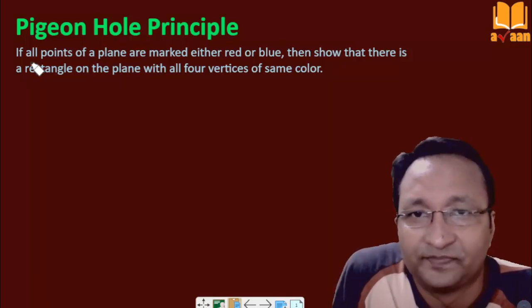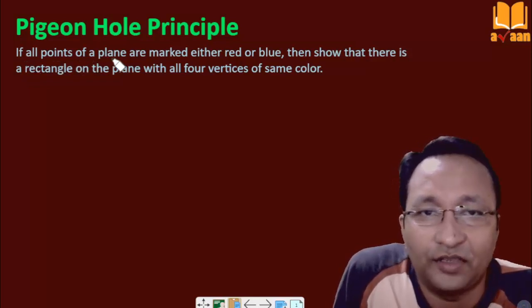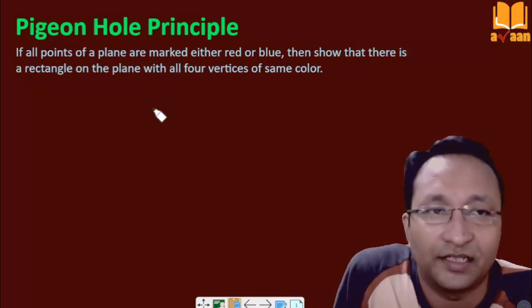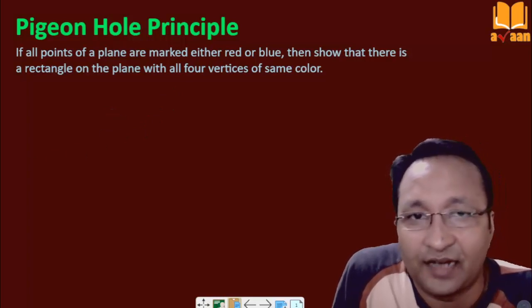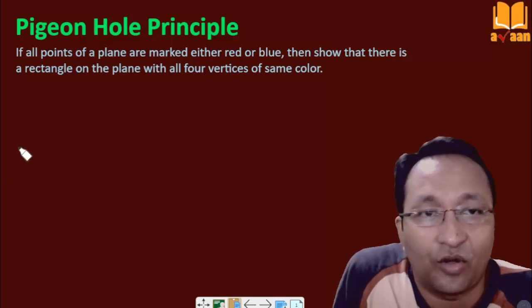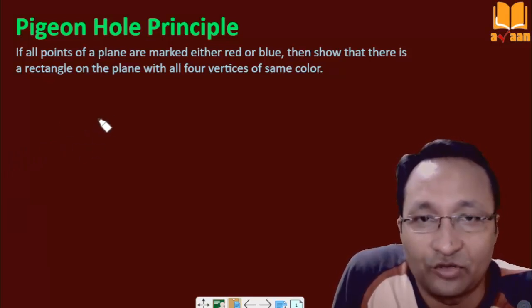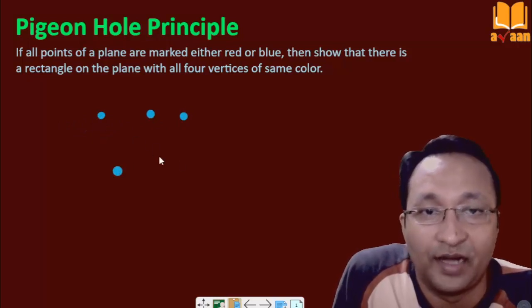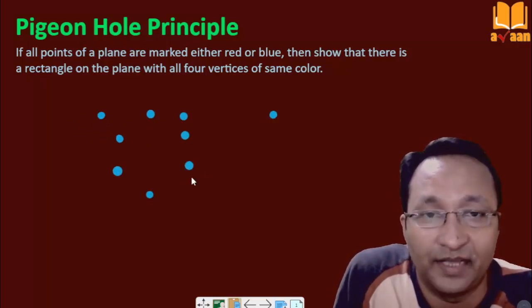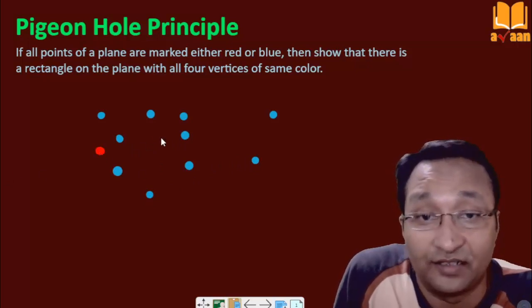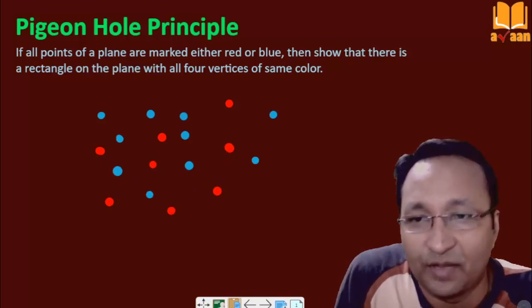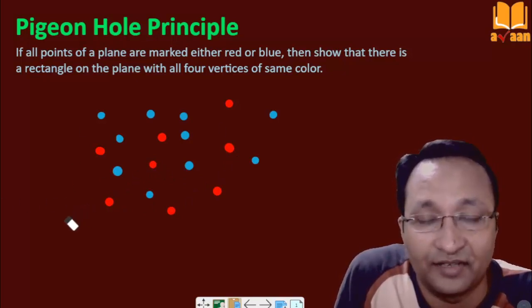So here it goes. A question which says: if all the points on a plane are marked either red or blue, then show that there is a rectangle on the plane which has all four vertices of the same color. But in such questions, the first thought that comes to mind is, how do I bring it to a logic? Because if I randomly place certain points on the plane, which are blue, then suddenly red, it gives us a thought that it is very random. Where do I bring in the idea of rectangle and vertices and all?